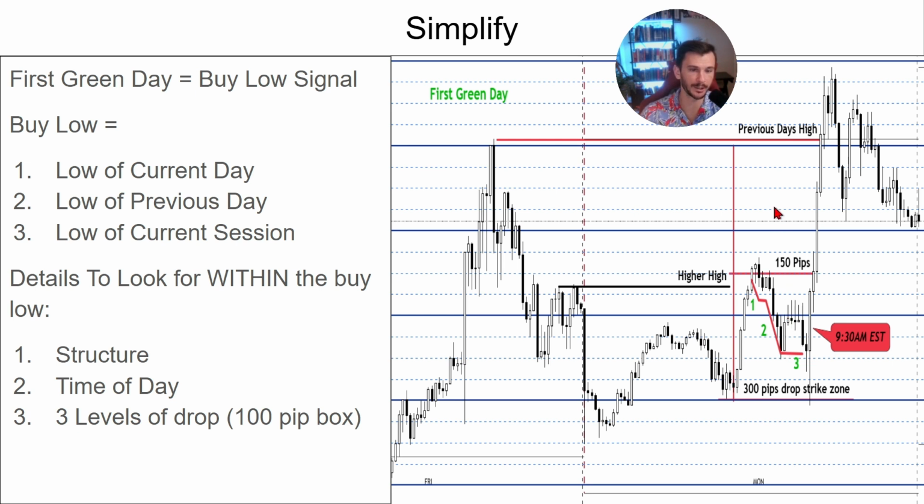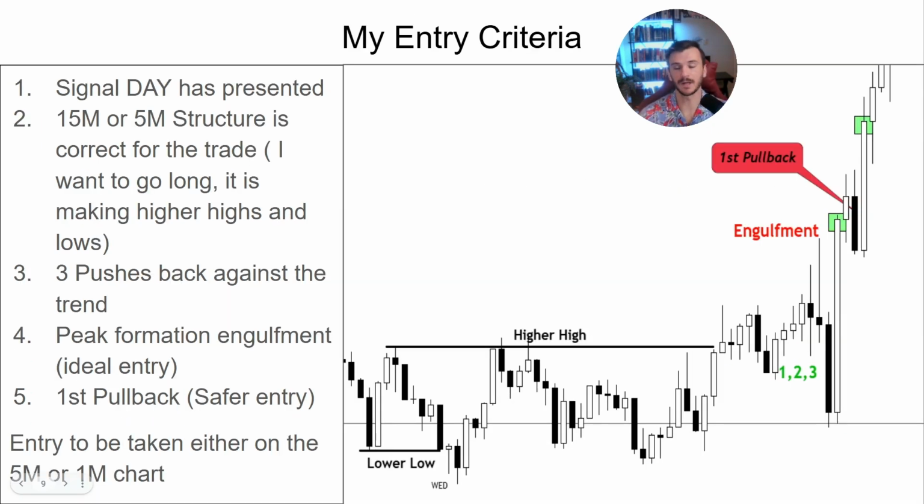So we can just measure up 100 pips from here, and we could take this trade back up to about 50 right here, and that would still be acceptable. Now, let's talk about entry criteria.